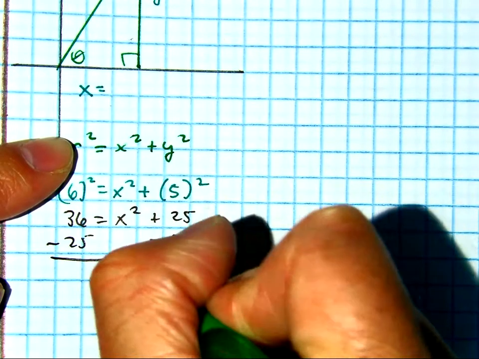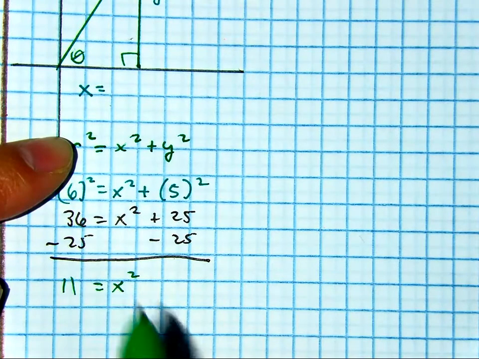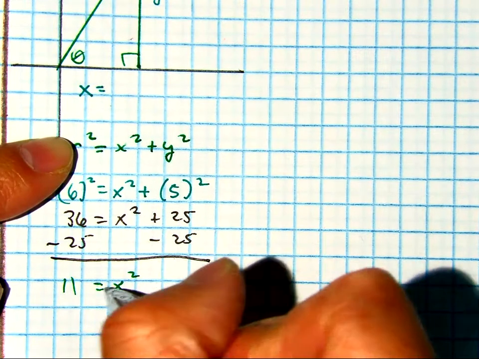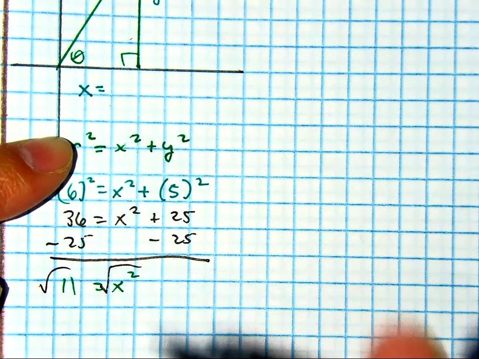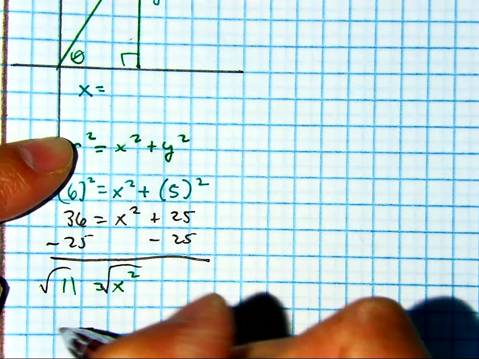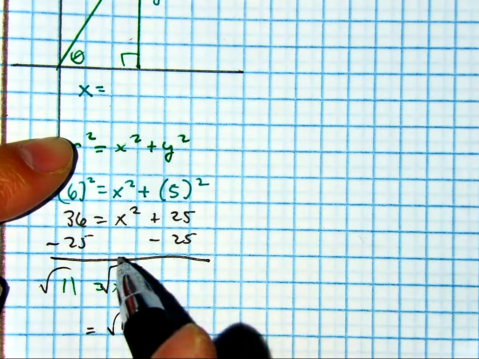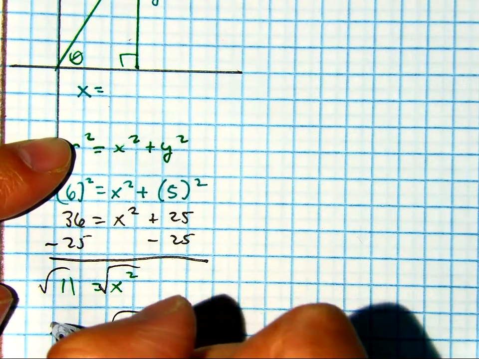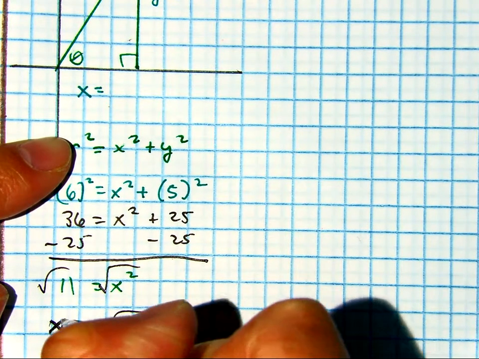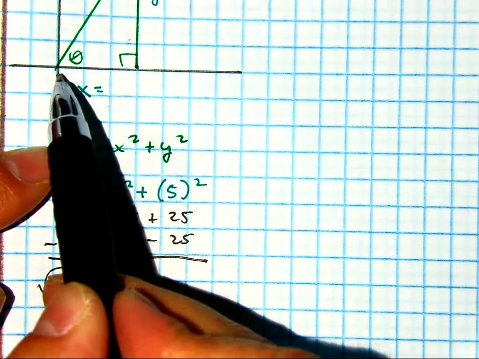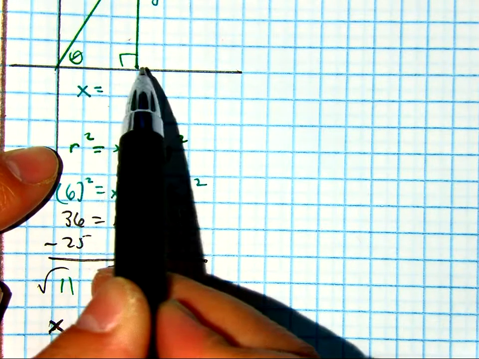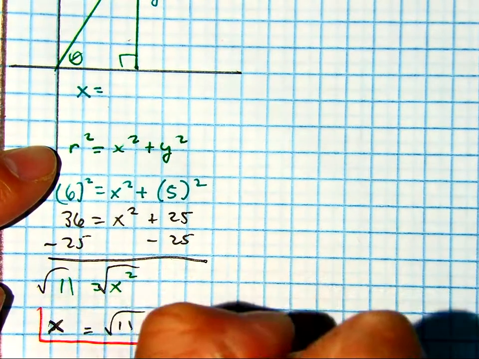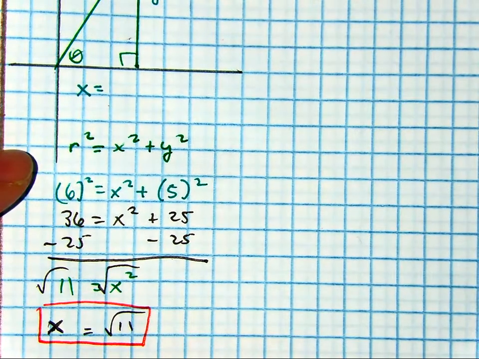X squared equals 11. To remove the power of 2, you're going to square root both sides. You have square root of 11, and that becomes x. Remember, it's positive or negative, but because x is a distance, and you also know it's positive because you're in quadrant 1. So x is equal to the square root of 11. Let's put that on our triangle.